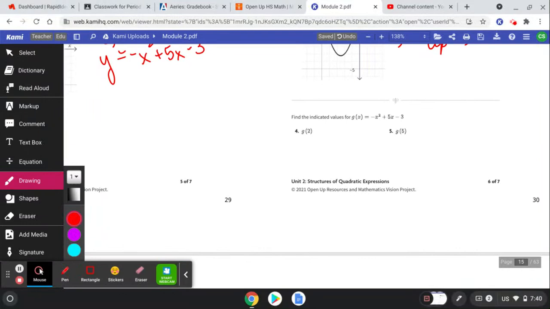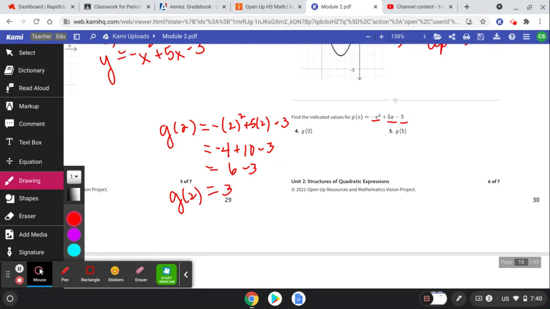Now find the indicated values for g of x. So it's having us plug in a 2 everywhere that there's an x right here to this equation. So -2 squared. I'm actually going to do this work here further left. Hang on. Just so we have enough space. So -2 squared plus 5 times 2 minus 3 equals -4 plus 10 minus 3 equals 6 minus 3. So there we go.